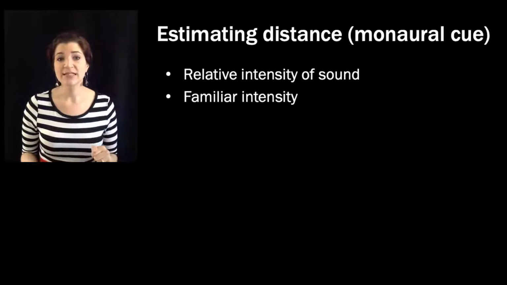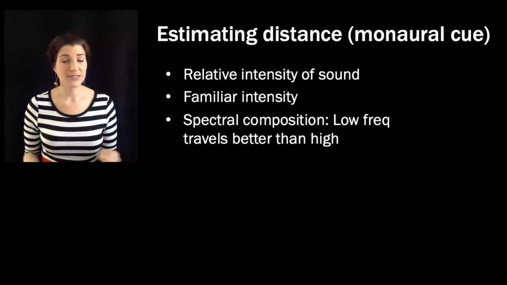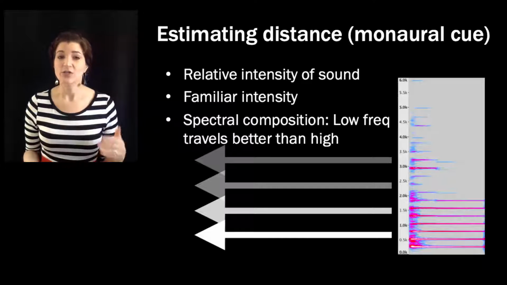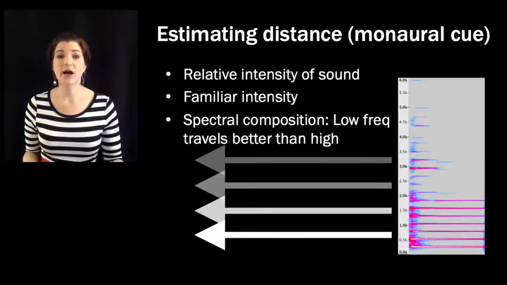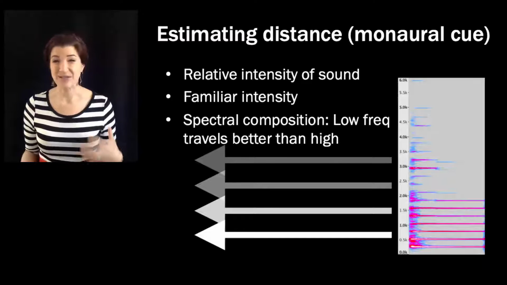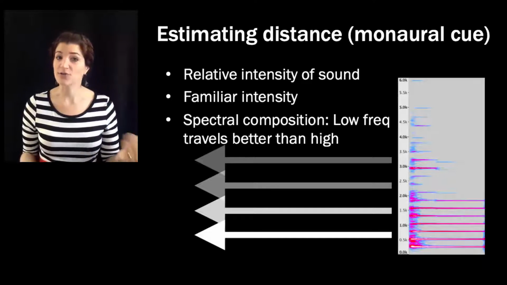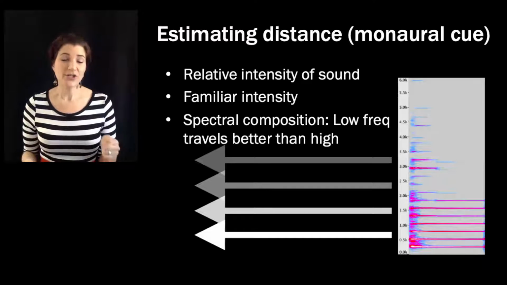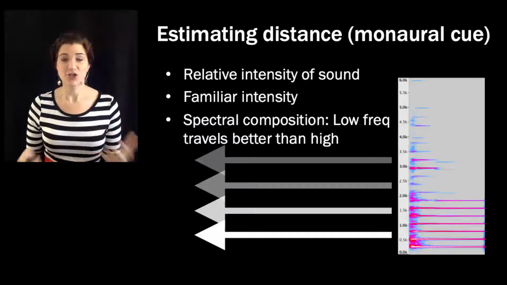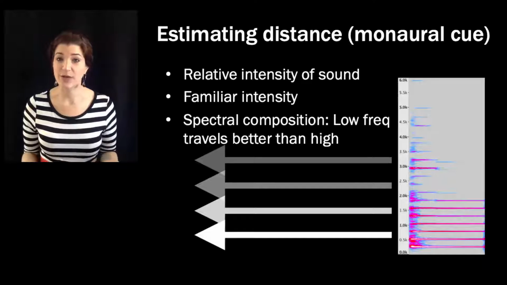And finally, we can identify how far away things are based on their spectral composition. Low frequency sounds travel more robustly than high frequency sounds. So high frequency sounds attenuate pretty rapidly as they travel through space. That's why foghorns, whale calls, and other noises that are supposed to travel a really long distance are low pitched. So if we hear something that sounds lower pitched than it should, it may be because it's far away and high frequency sounds are attenuated.